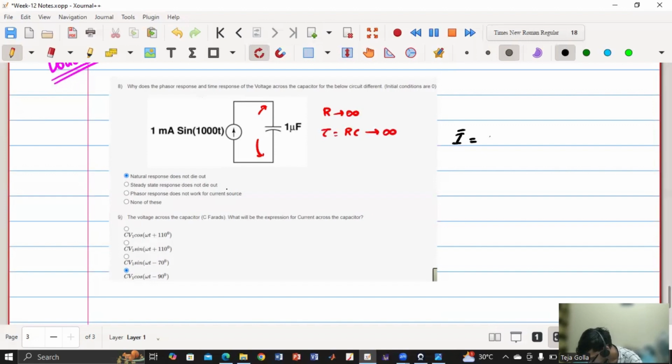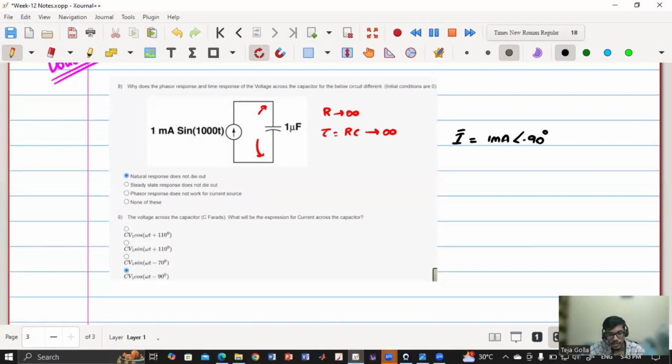So I bar is 1 milliampere angle minus 90 degrees. Agree? Sir, in this question they have not mentioned whether it is linked with question number 8 or not. Exactly, that's what I'm also not sure about, because they have given the value of C there, but here they have not given the value of C. If you see, the question is also not proper, because they are saying the voltage across the capacitor, what will be the expression for current across the capacitor? I'm not sure, but I want to discuss it, sir.